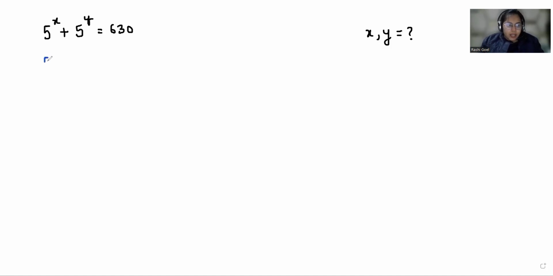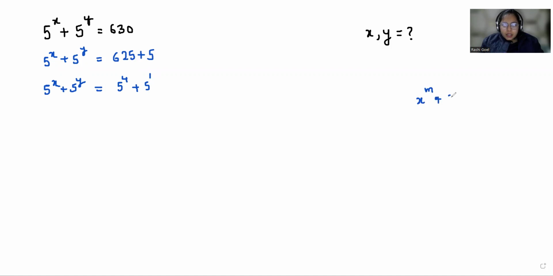So we can write this as 5 power x plus 5 power y is equals to 630. We can break it as 625 plus 5. Now 5 power x plus 5 power y is equals to 625 plus 5. We can write it as 5 power 4 plus 5 power 1. So according to exponent rule, x power m plus x power n, we can write it as x power mn.